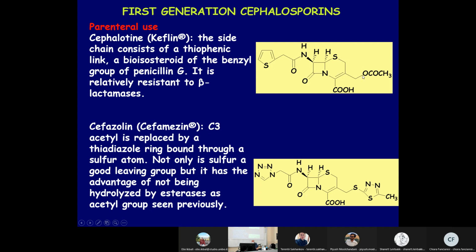the first modification at that time was to introduce another good leaving group, like this one. You see the leaving group is due to the presence of S- with all this heterocycle. The S- is a good leaving group, and in this case, this group cannot be hydrolyzed by esterases.